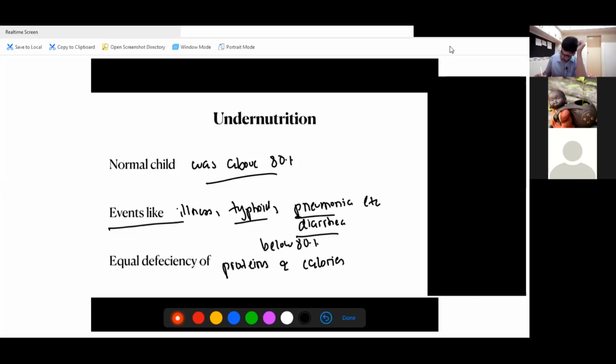In undernutrition, there is no edema. Why? Because there is equal deficiency of proteins and calories, so no edema. I hope this is clear. If someone has still not understood, I'll repeat it.